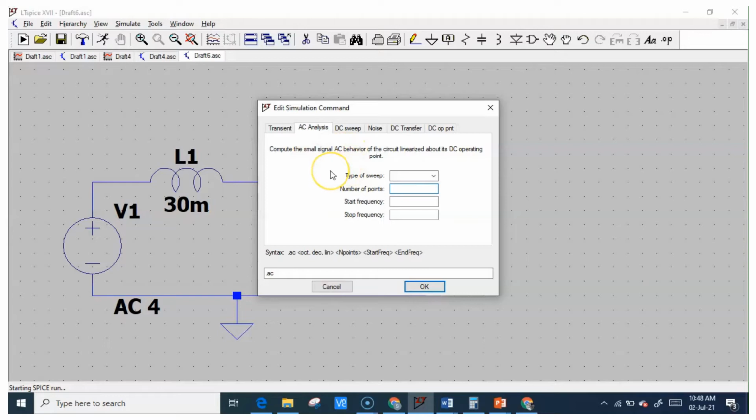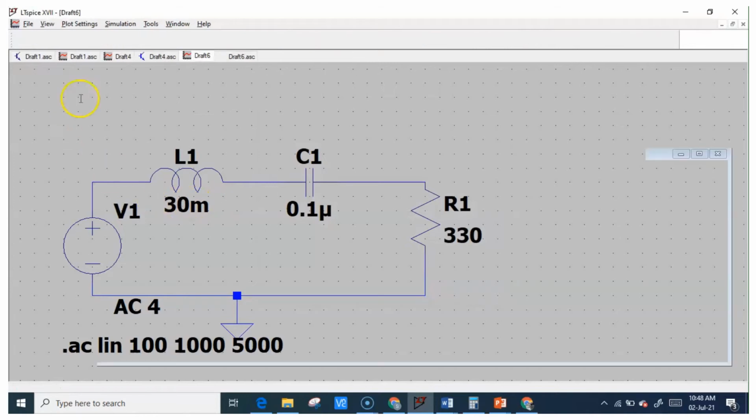Using AC analysis, we get the x-axis as frequency, instead of the normal time period. So here we are going to use linear sweep, and let's have it 100 points. From 1000 to 5000 we are going to sweep, 1000 hertz to 5000 hertz.